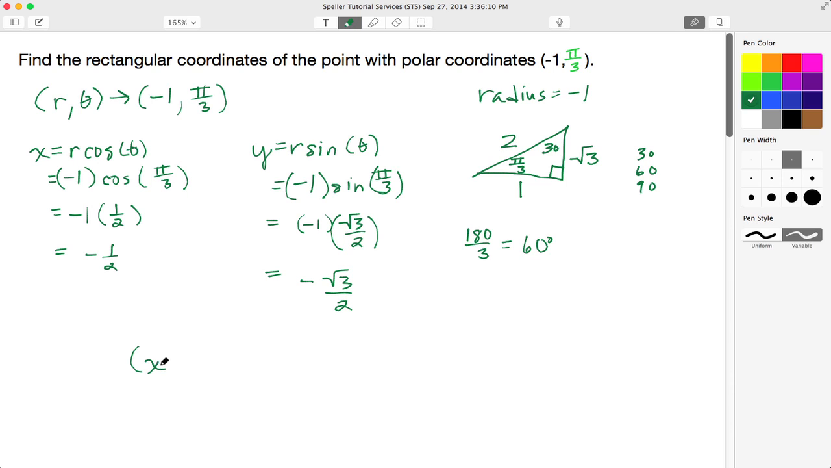So here I found that my rectangular coordinates are in the form -1/2, -√3 over 2. That sums it up for this video.